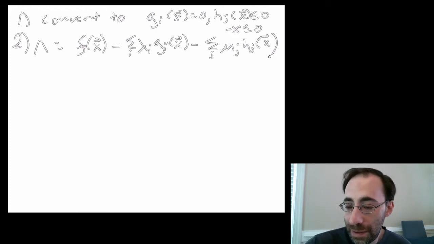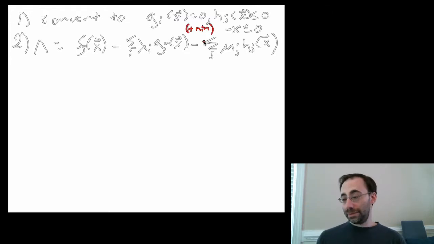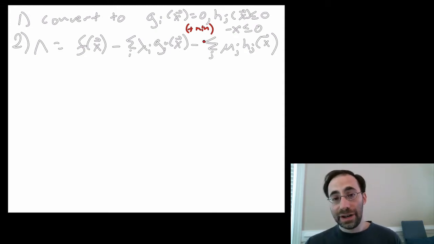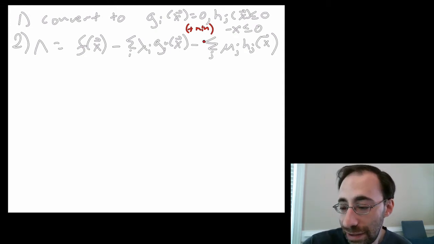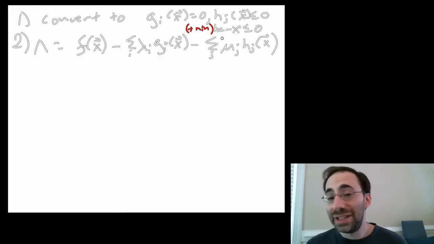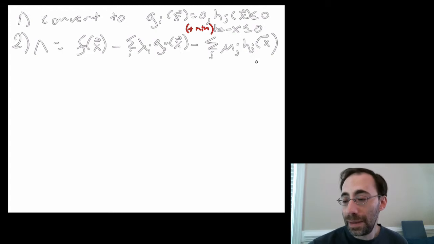For a minimum, remember, you change that negative to positive for a minimum. Okay. And again, note, for non-negativity constraint, h equals negative x. So you flip the sign anyway, because you're sticking a negative x in for h over here, for a non-negativity constraint.